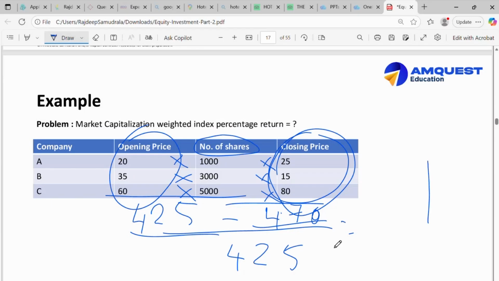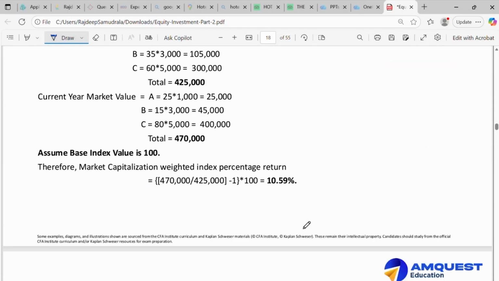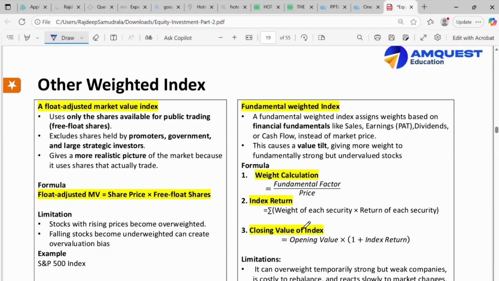So any question on this one? So your answer comes to around 10% broadly. Clear? Okay, good. Well done. 10.59. Okay, so you've learned three things: price weighted index, unweighted index, and market cap index.